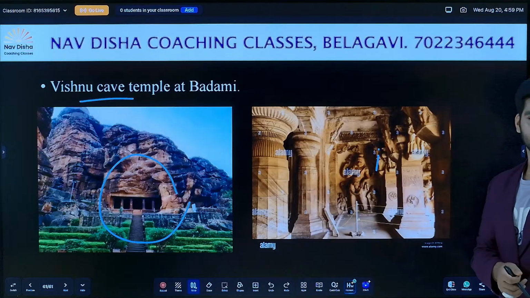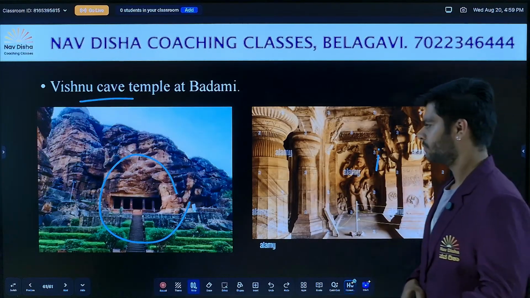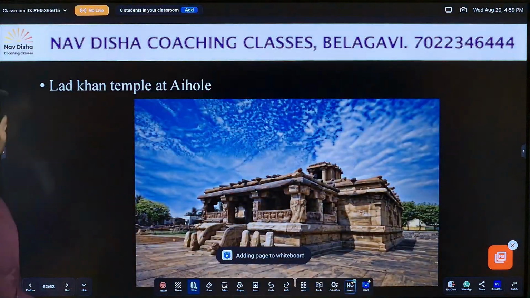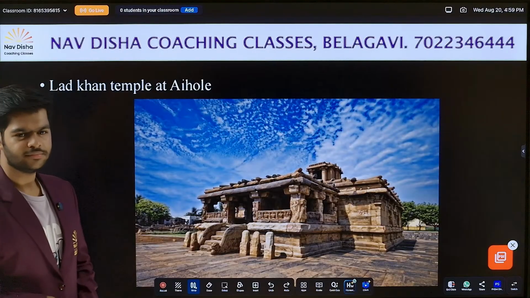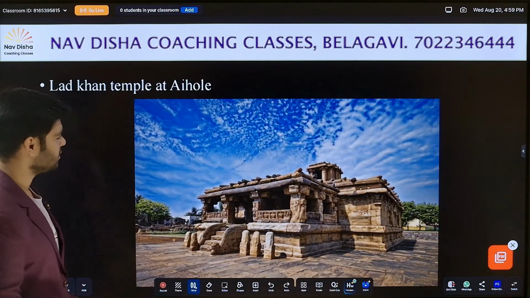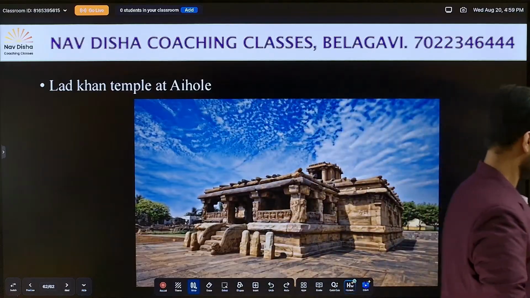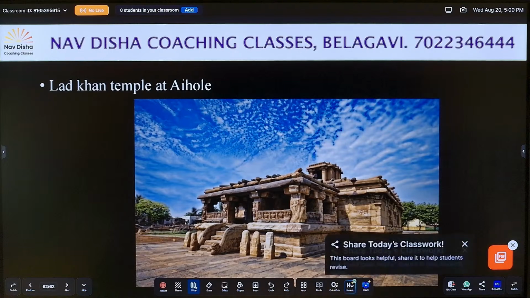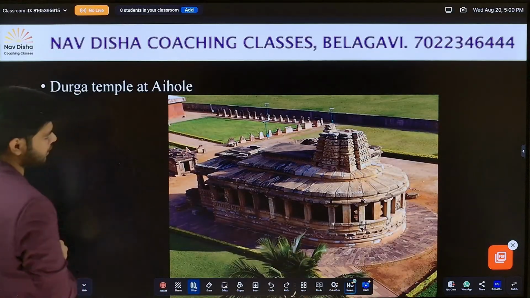Visited this? Yes? Vishnu cave temple at Badami. Next, Lad Khan temple at Aihole. This is also Lad Khan temple. See, everything made of stone. Nice. Next, Durga temple at Aihole.